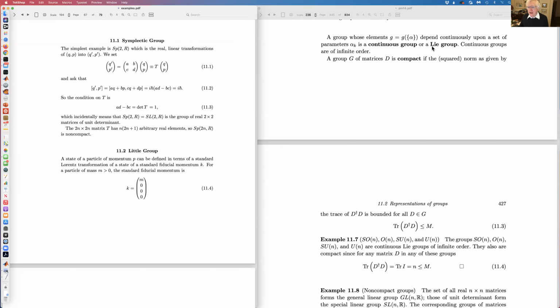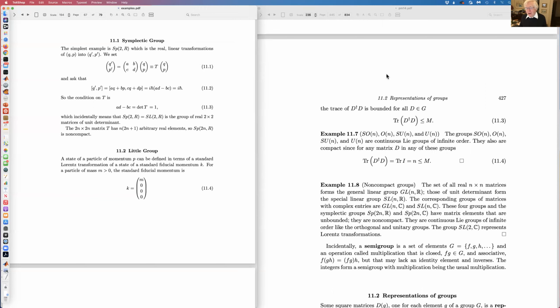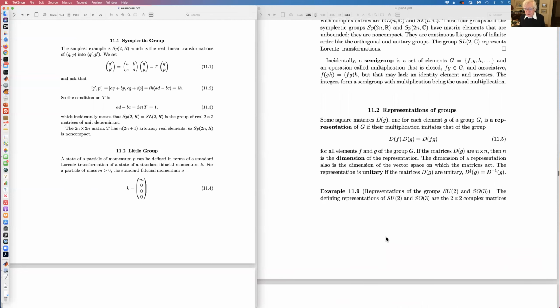Anyway, a Lie group is a group whose elements depend continuously on a set of parameters. And in physics, that's what we normally talk about. Well, in some areas of physics. In other areas of physics, in solid state physics, we're sometimes concerned with crystal groups of crystals. And I suppose they're big in Santa Fe. But anyway, the orthogonal groups and the unitary groups are continuous Lie groups, and so are the symplectic groups.